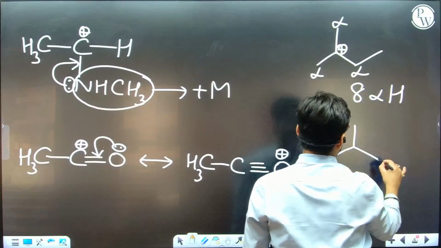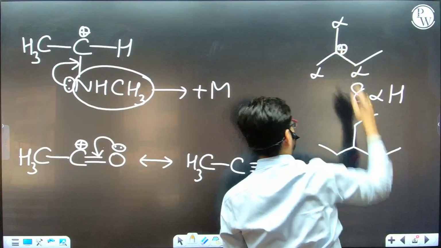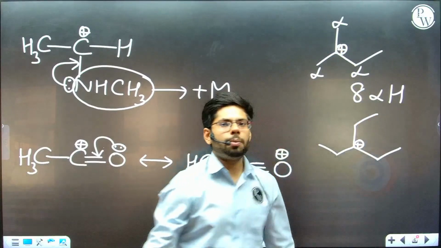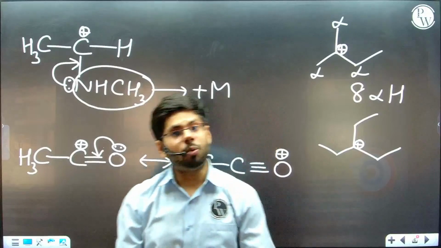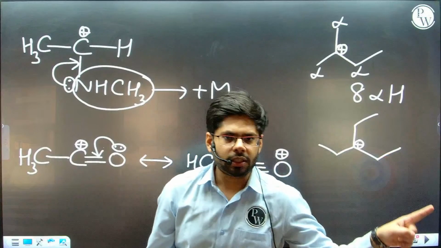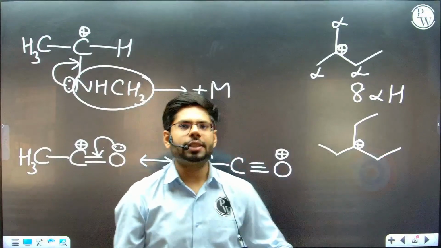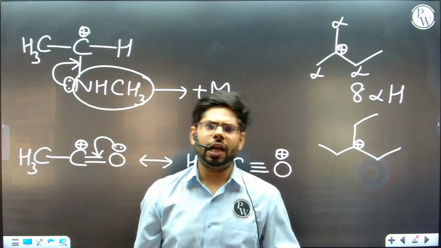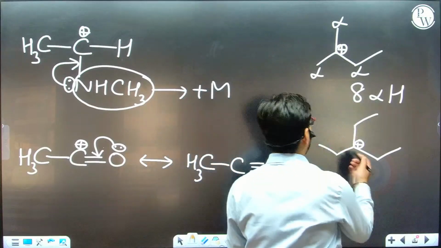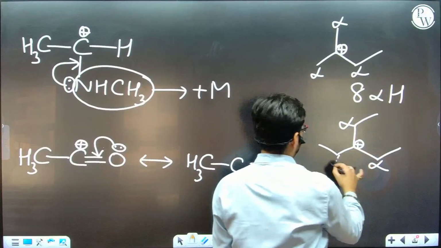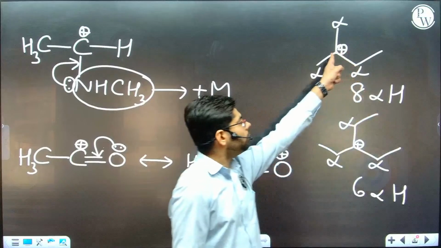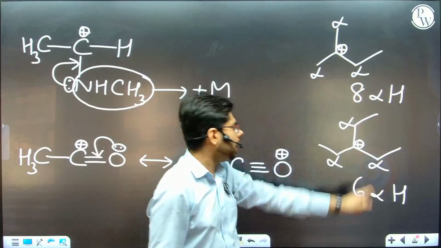Let's say I'm comparing the stability of this carbocation with the stability of this carbocation. I will say that the carbocation which has more alpha hydrogens is more stable. See, in both of these there is no plus M effect. Since there is no plus M effect, I will start counting alpha hydrogens, and then I will come to a conclusion that more the number of alpha hydrogens, more is the stability of the carbocation. So here there are 2 plus 2 plus 2, 6 alpha hydrogens. So this is more stable than this because this has more alpha hydrogens than this.